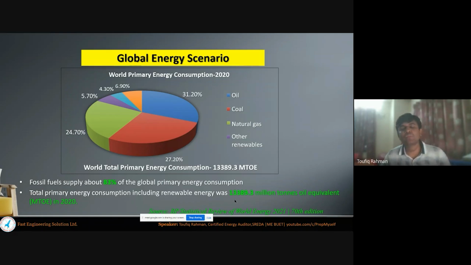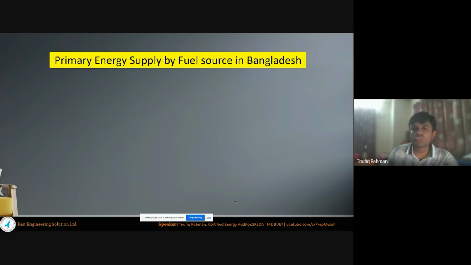Mostly 83% of total energy comes from fossil fuel. What is fossil fuel? Let's not talk about it. Fossil fuel is inside the earth's crust, so we use it for our energy requirement. But it will gradually deplete, so we need to find other sources of energy.